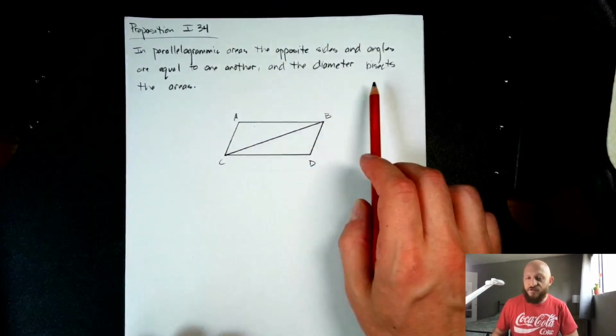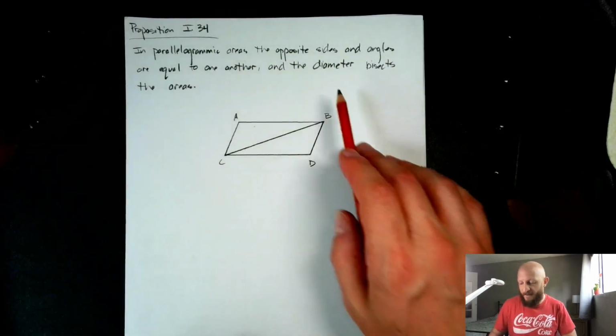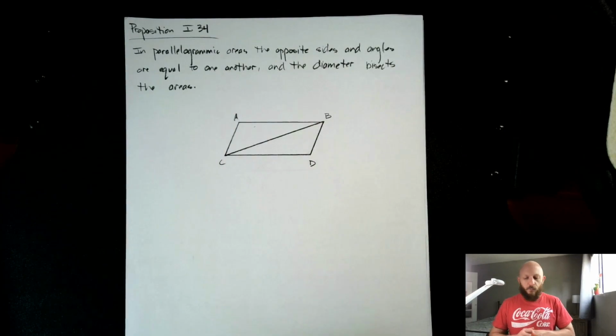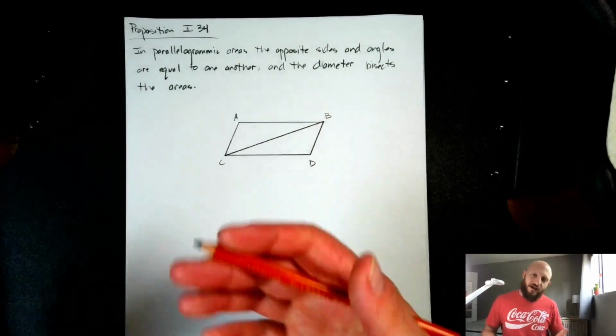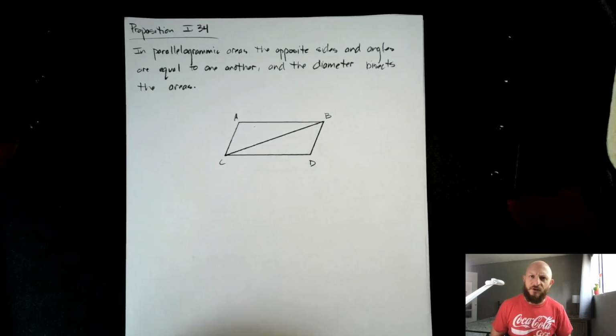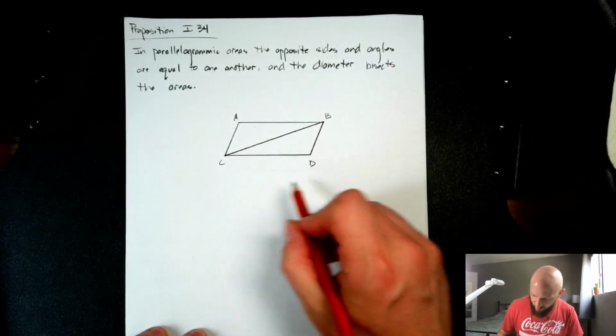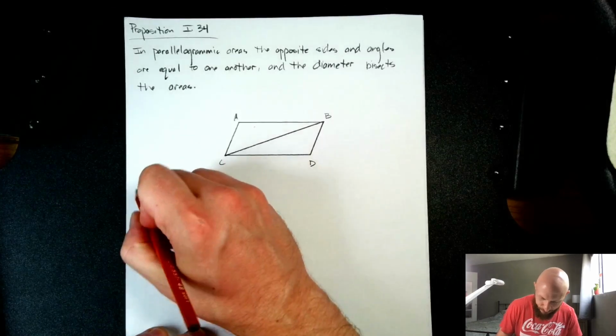The more interesting claim, at least I think, is that the diameter bisects the areas, which on the surface, at least when I first look at that, I go, oh my gosh, how are we going to prove that? But it's pretty intuitive. When we get there, it's nice and straightforward. It's pretty quick and intuitive.